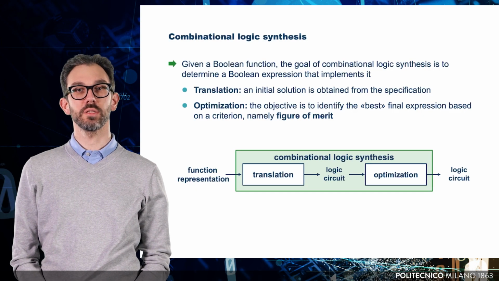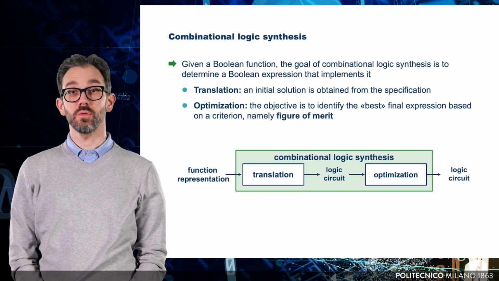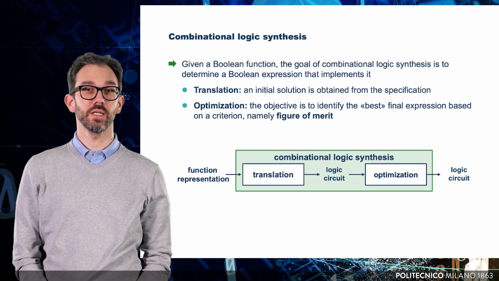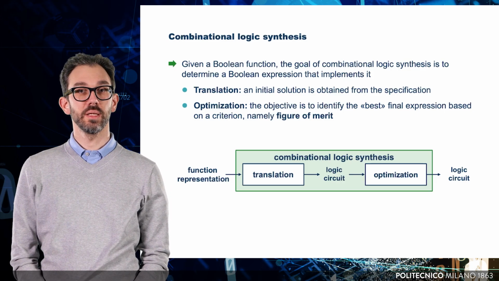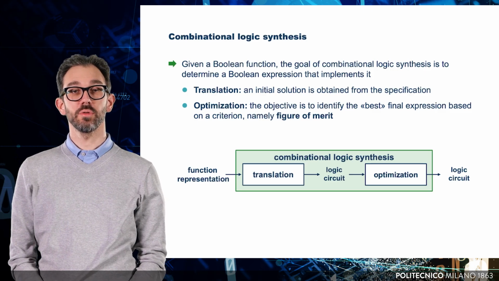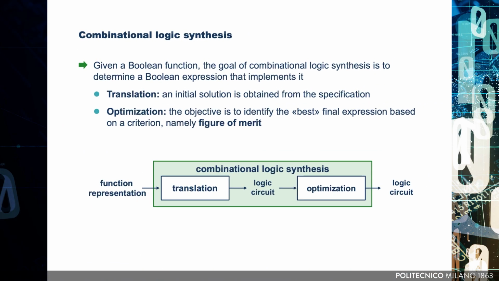Once we have seen how it is possible to use switching algebra to formally represent both the specification and implementation of a combinational circuit, we can begin to study the related synthesis process. Combinational logic synthesis consists of identifying a possible implementation, represented by a Boolean expression, for a given specification described by a truth table.